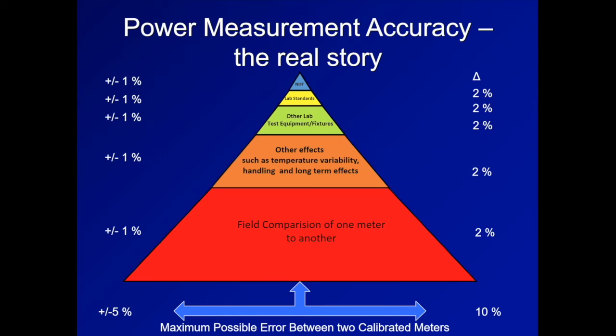Let's move down one more rung on the ladder of doom here, as I call it. Other effects, such as temperature variability, handling, and long-term effects. Well, we know that any electronics or physical constant, anything that has a physical nature to it, a directional coupler is made out of pipe, basically. It's copper, it's aluminum, and some silver plating, Teflon, and other materials that expand and contract with heat or lack of heat.